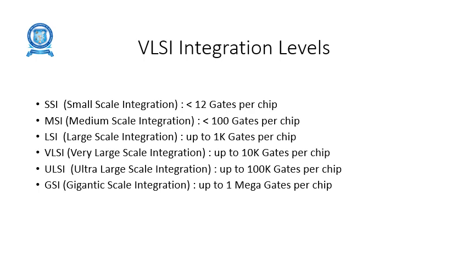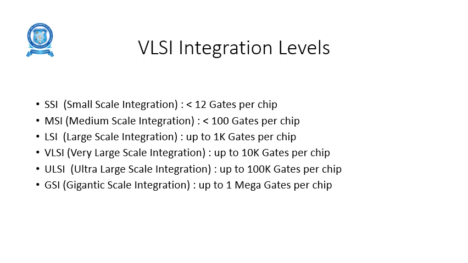Then, different integration levels are present in VLSI design. First one is SSI. SSI means small scale integration. Small scale integration means less than 12 gates per chip. Then MSI. MSI means medium scale integration. It will have less than 100 gates per chip. Next one, LSI. LSI means large scale integration. It will have up to 1K gates per chip.